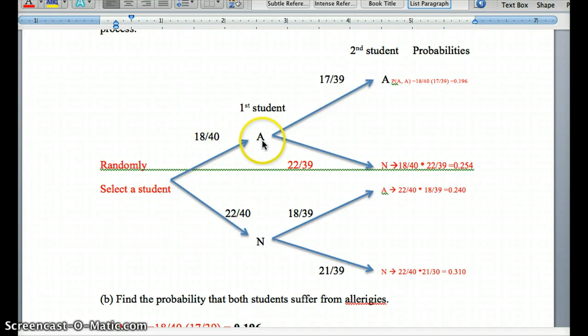So if we picked somebody with allergies, there's one less student and one less person with allergies. So picking a second person, the chances of picking that second person are 17 out of 39. Now, given that we've picked somebody with allergies, the chances of picking somebody without allergies is 22 out of 39, because we removed one person from the total pool to make 40 and 39, but we still have 22 people that don't have allergies. So if I were to follow this branch of the tree, 18 over 40 times 17 over 39 would give me the probability of picking 2 sneezers.